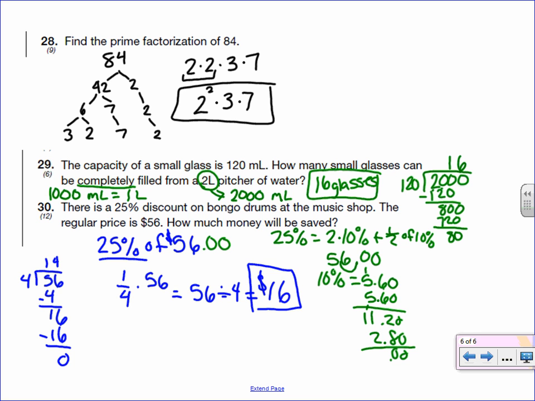Did I say 16 over here? I clearly wrote 14. Sorry, guys. This is another good reason why it's good to know 2 different ways to do it, because I wrote down the wrong answer over here.